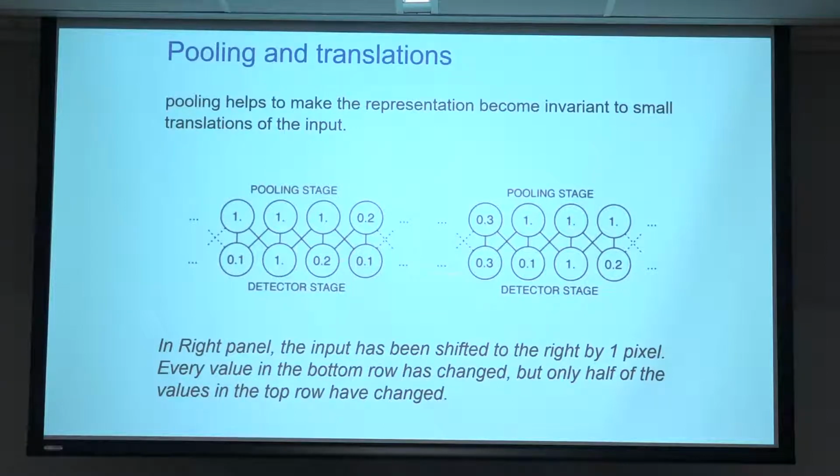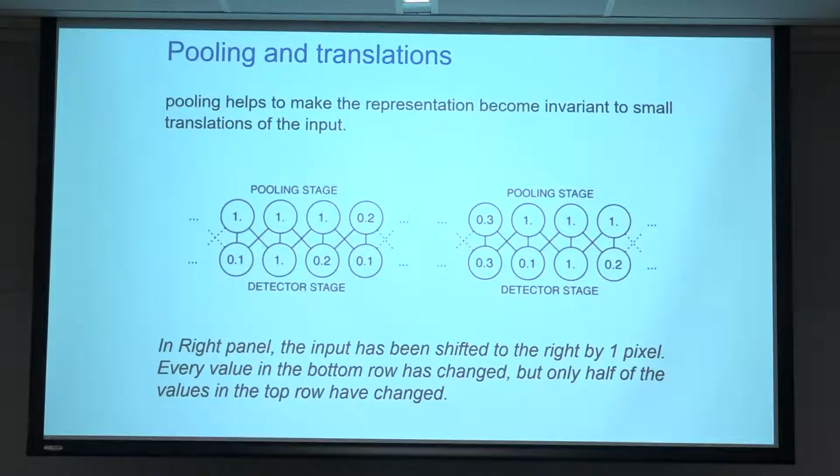So consider these two cases. In this case, this is the output of the detector stage, and this is the output of the pooling stage. I'm going to shift all of these bits one to the right, okay? So something will appear here, which is 0.3, and everything else will be shifted one to the right. If you compare these two, at the detector stage, every single element has changed. That was 0.1, it's 0.3 now. It was 1, it is 0.1 now. It was 0.2, it is 1 now. So every single element has changed.